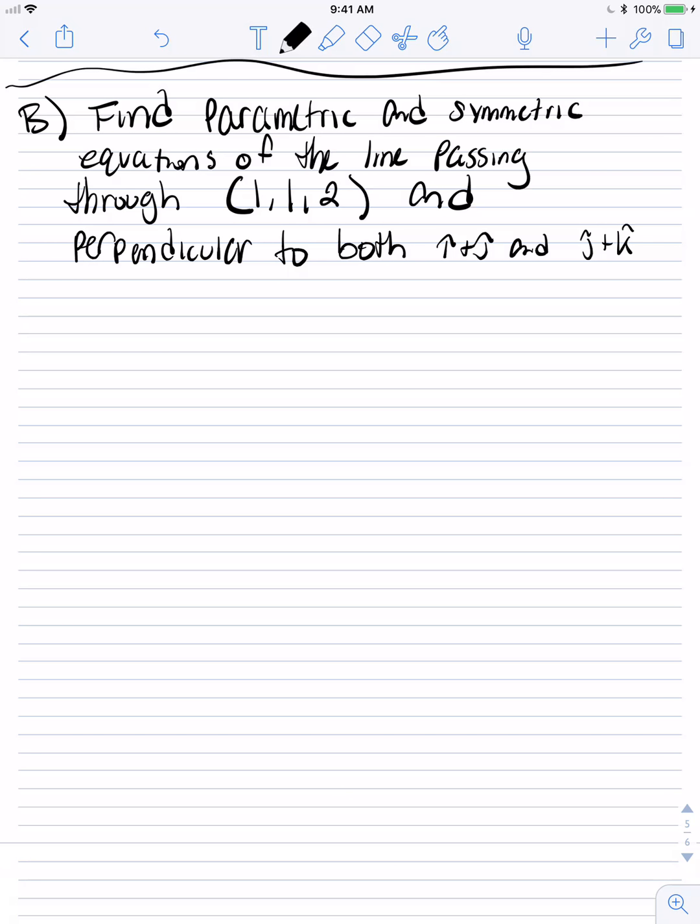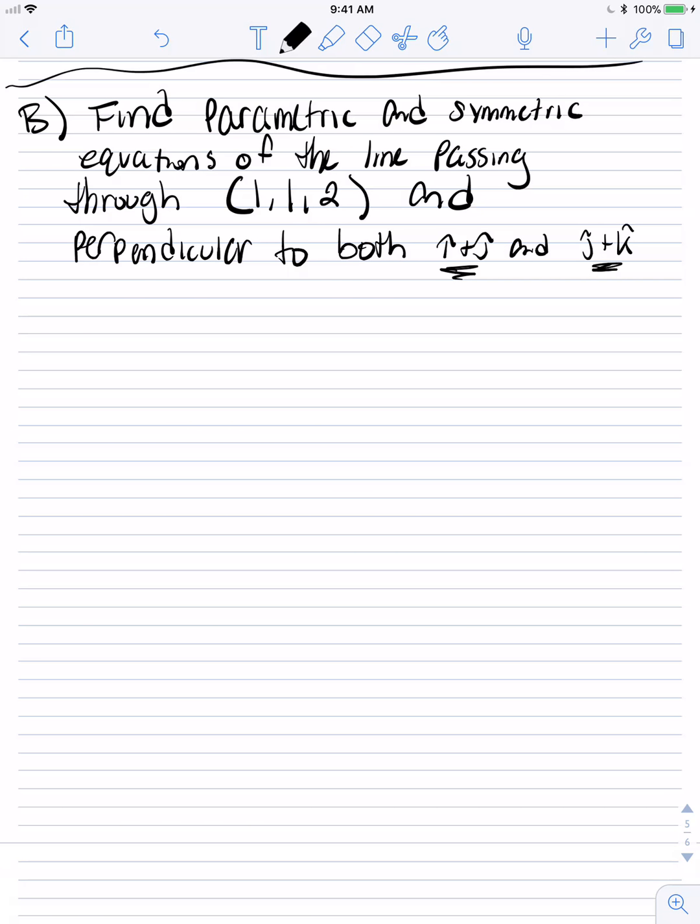So for question 3 of part B, we're going to find the parametric and symmetric equations of the line passing through the point (1, 1, 2) that is perpendicular to both i hat plus j hat and j hat plus k hat. To begin, we know that when we take the cross product of two vectors, we get a perpendicular vector, or a normal vector. So what we want is a vector that's perpendicular to both i plus j and j plus k.